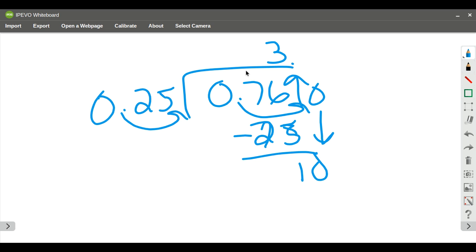So I add my 0, or if you need to add your 0 there and bring it down, you can. So 25 goes into 10 0 times. So again, I have to put that placeholder there because I wasn't able to have 25 go into 10. And then I can add another 0. 25 goes into 100 4 times. So it's going to be 3.04. 25 times 4 is 100. I subtract and I get 0.